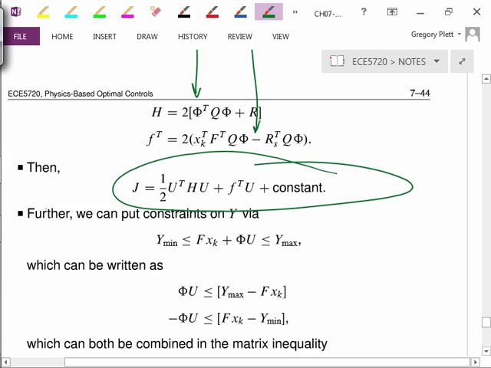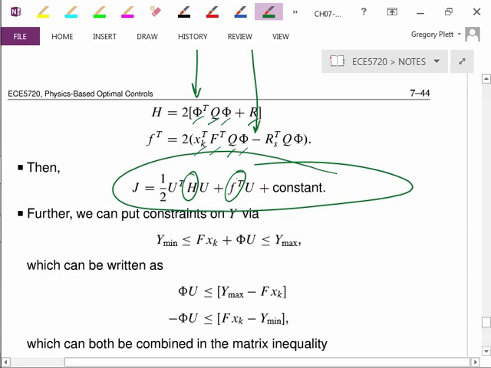I have a way of computing H because I know the present state of the system. Oh, in fact, I don't need that for H, but I know the phi, the Q, the phi, and the R, so I can compute H. For F, I know X and F and Q and phi, etc. So I know that, and everything else is just U, so I can attempt to find U that minimizes that cost.